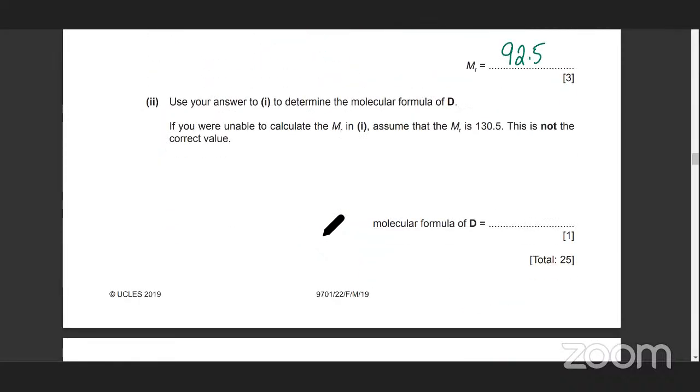Now he's saying use your answer to determine the molecular formula of D. If you're able to calculate the MR, now you have to figure out the molecular formula of D. So how many Cl and how many F will there be? Now Cl is 35.5 and F is 19. So the question is, what combination would give you 92.5? Can anyone work this out?